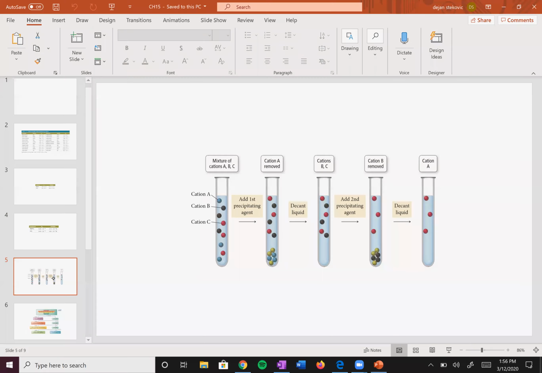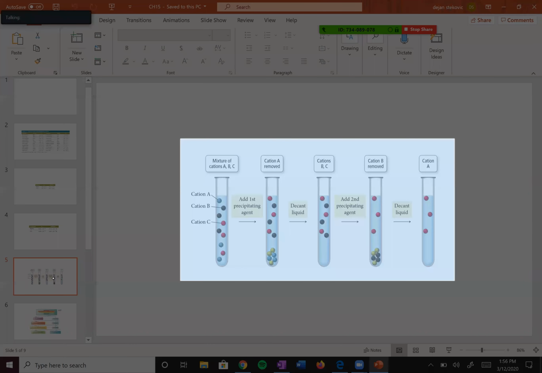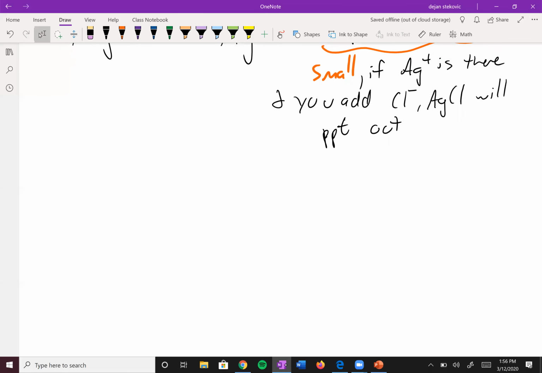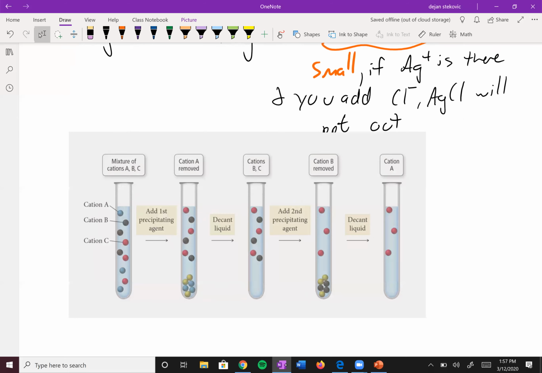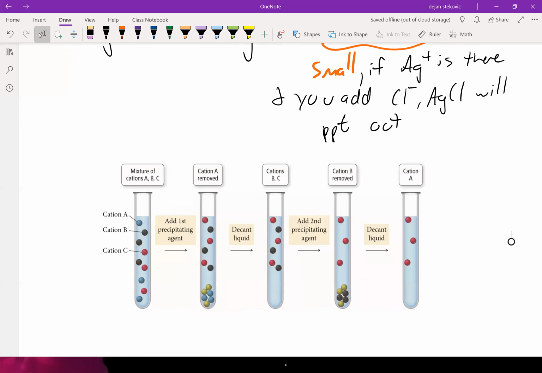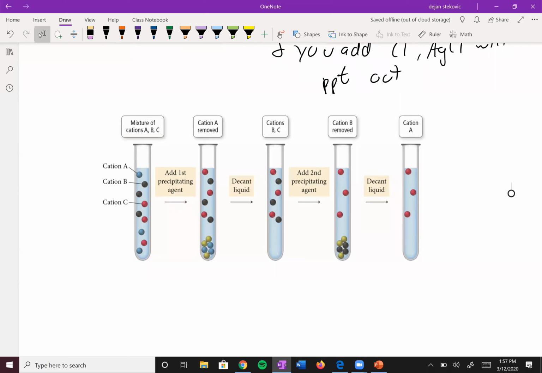All right, so here's what this picture is showing. It's just the selective precipitation, qualitative chemical analysis type of thing, and we'll be practicing this in lab quite a bit. In the beginning you have a mixture of cations. You're going to add something that makes one of the cations insoluble. You're going to take that out of solution, and then continue on and precipitate out the other ones. It's a way to separate the cations from one another.